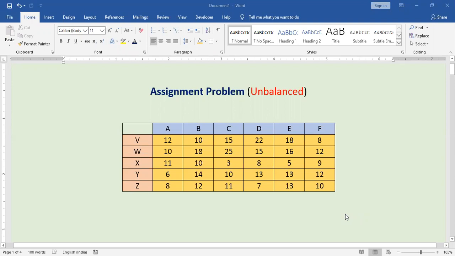And the given table shows the distance between cities. The distance between city V and city A is 12 kilometers. The distance between city W and city C is 25 kilometers. The distance between city Y and city F is 12 kilometers. This is the distance table given. And obviously we want to minimize the cost. We want the cost to be minimum, so we will send the truck to the city where the distance is less, so that the total travel is minimum.